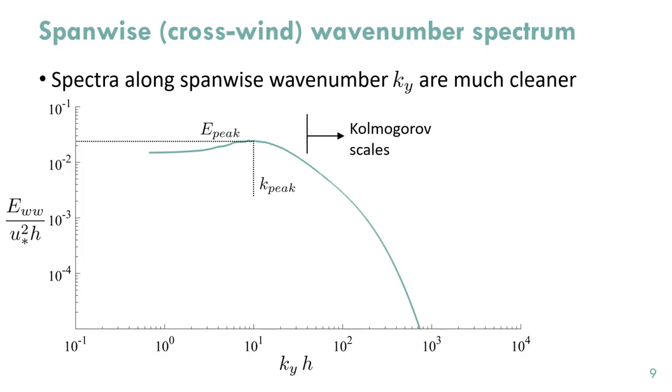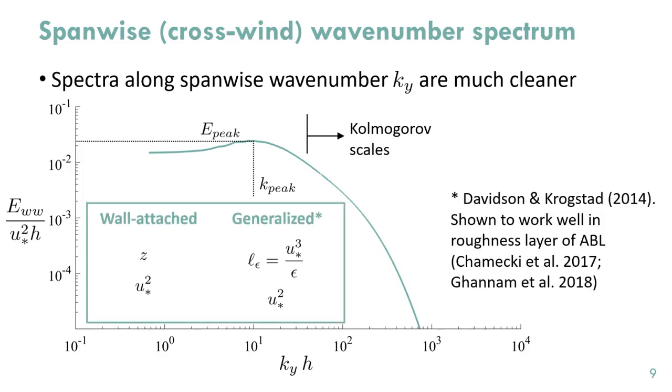The primary options that we have for scaling come from wall-attached scaling parameters. These are the ones consistent with the attached eddy hypothesis. So they include the distance from the wall, or the height z, and your surface momentum flux u star squared. And an alternative to this comes from a generalized length scale defined using the local dissipation rate epsilon. This length scale comes from David and Krogstad from about 10 years ago.